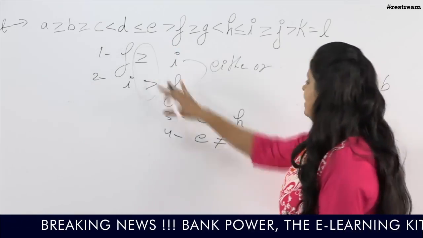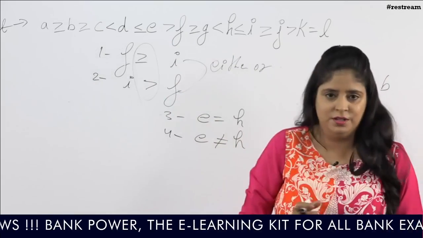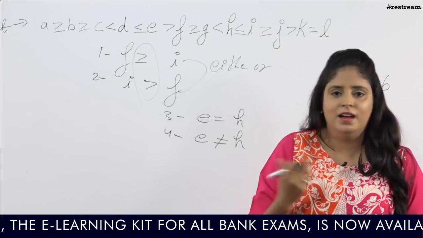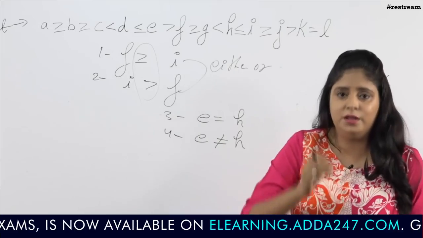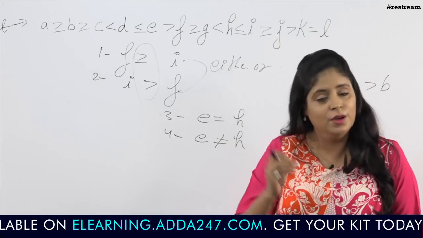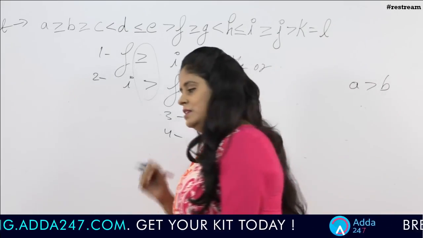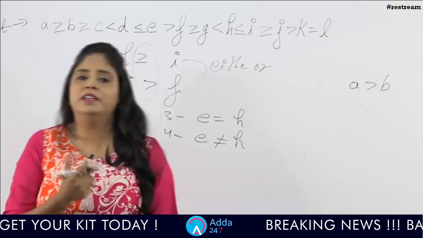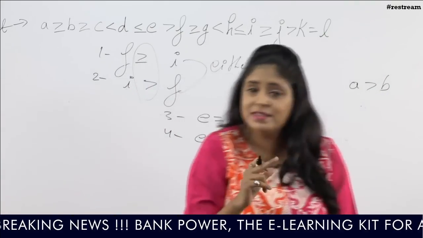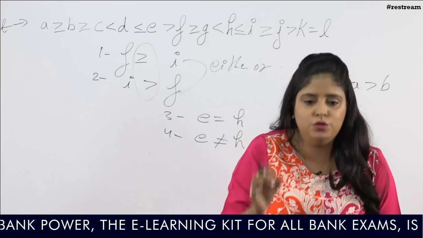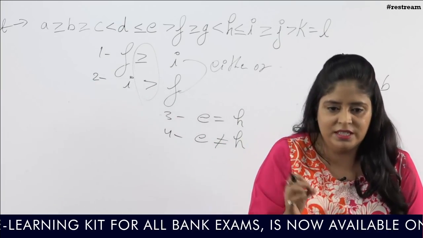Now just tell me one thing. What is the exact relation between E and H? Again the same thing: we have no idea of the relation between E and H. Why do we have no idea? Just because the symbols between these two elements are of opposite signs. It means the signs given between E and H are opposites.